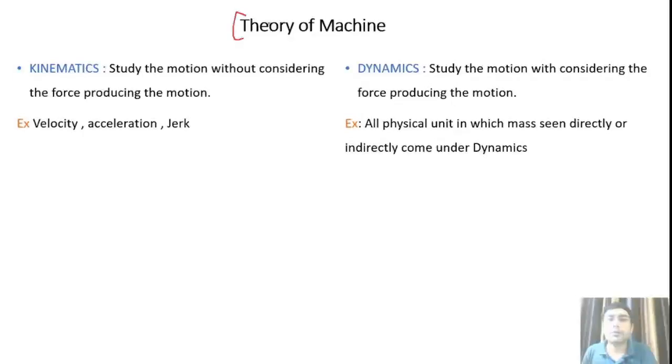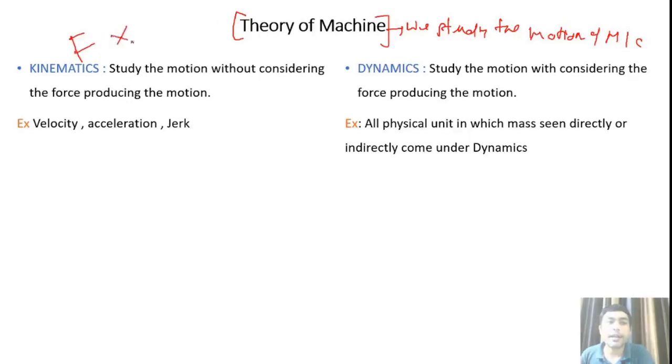We have theory of machine. In theory of machine, we study the motion of machine. If we study the motion by neglecting the force, then it is known as kinematics. Now, if we study the motion while considering the force producing that motion, then that is known as dynamics.